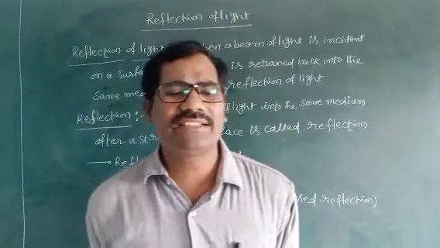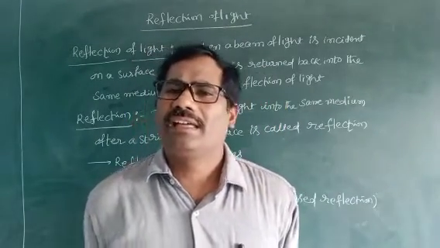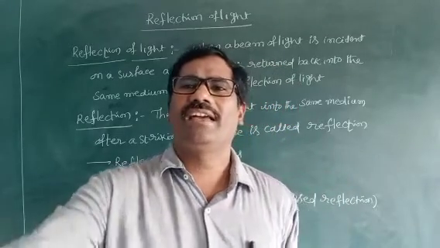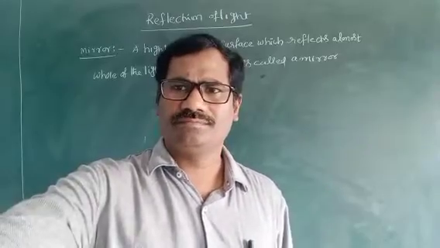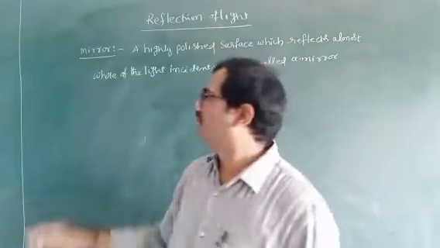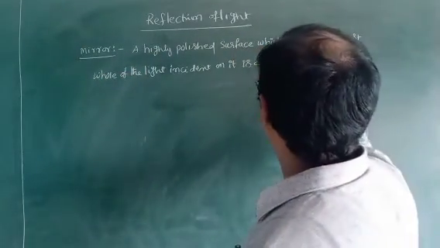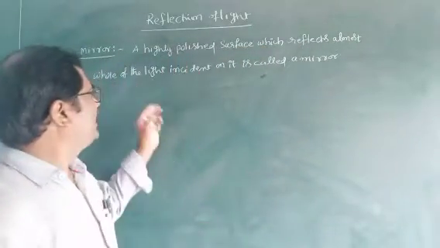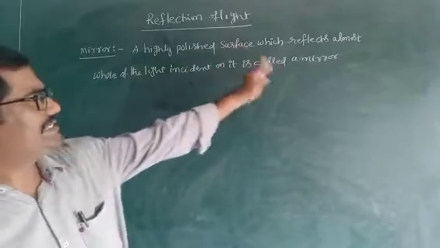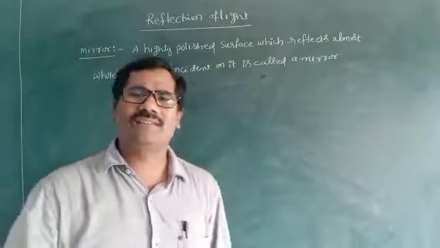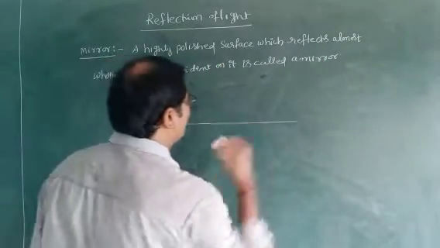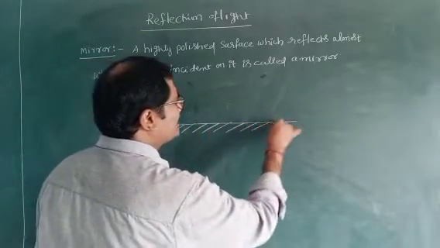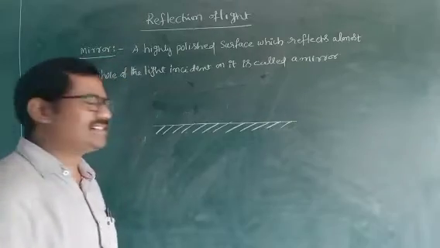Okay. What is the basic terminology of reflection of light? Example, mirror. A mirror is a highly polished surface which reflects almost all of the light incident on it. Example, in a mirror, the back surface is a silver surface.